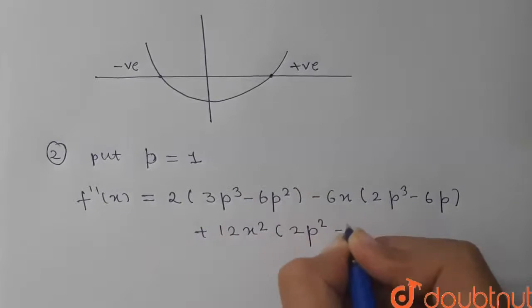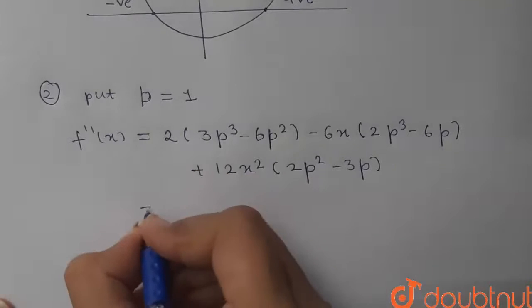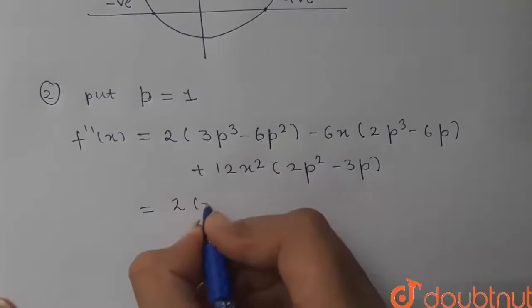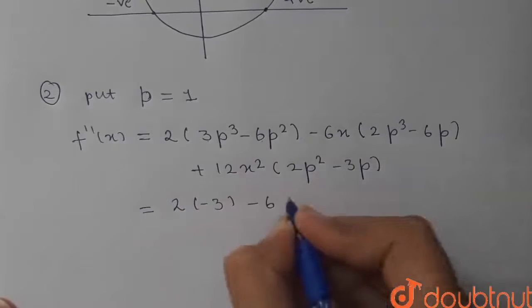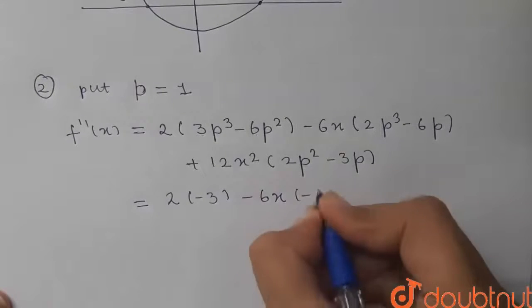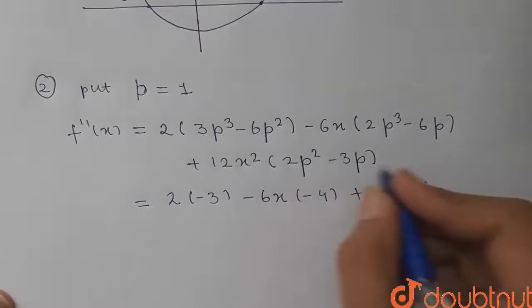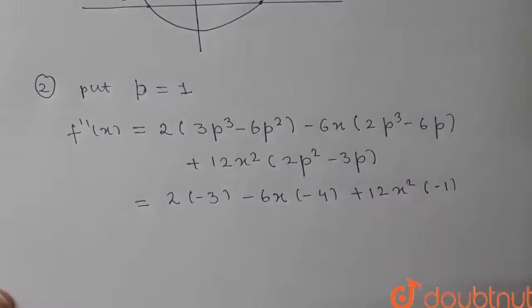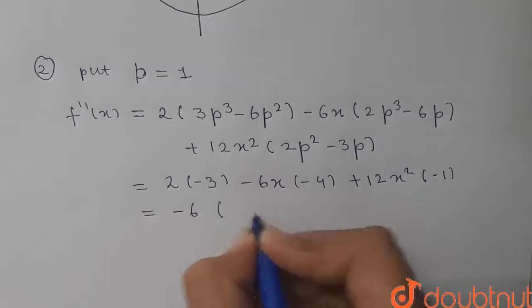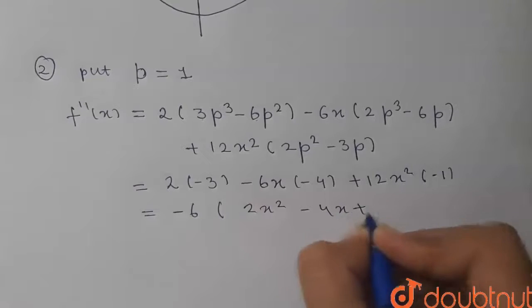It is 2 into 3p cube minus 6p square, minus 6x into 2p cube minus 6p, plus 12x square into 2p square minus 3p. So when we put p is equal to 1, this will be 2 into 3 minus 6, that is minus 3, then minus 6x into 2 minus 6, that is minus 4, then plus 12x square into 2 minus 3, that is minus 1. So we take minus 6 common, and we have 2x square minus 4x plus 1 left with us.